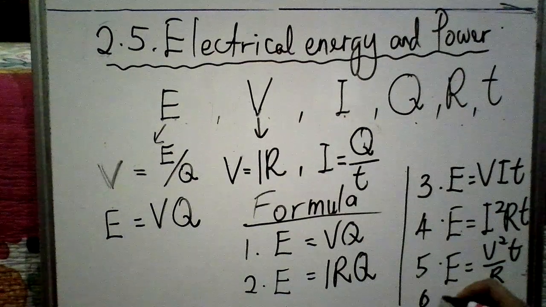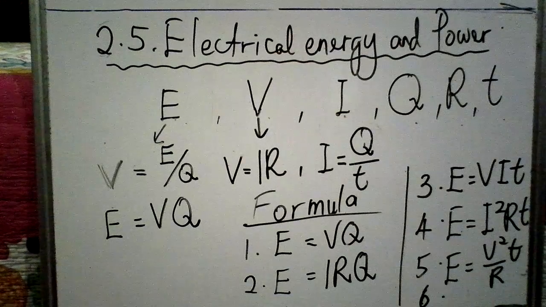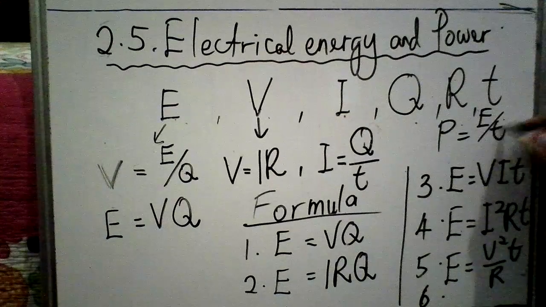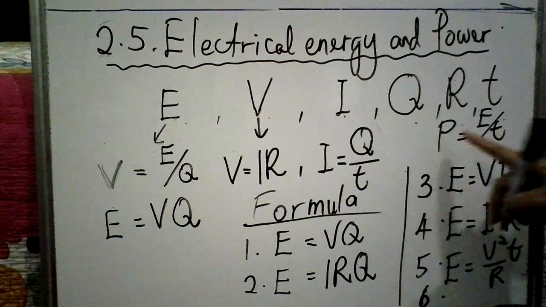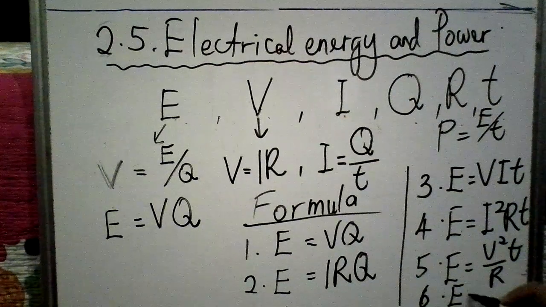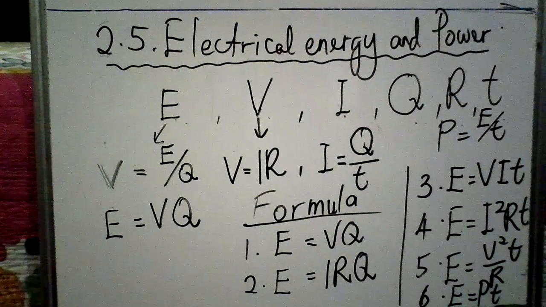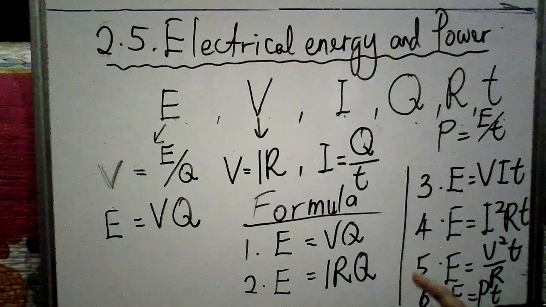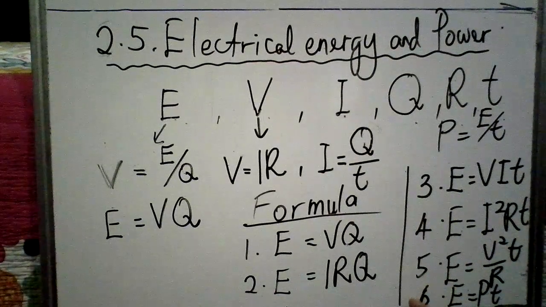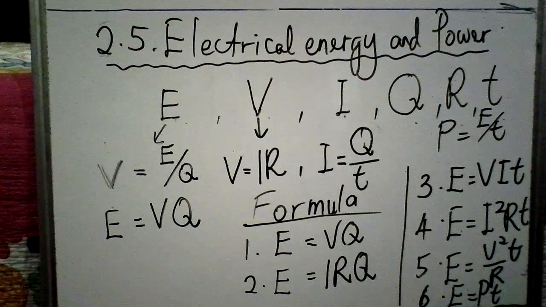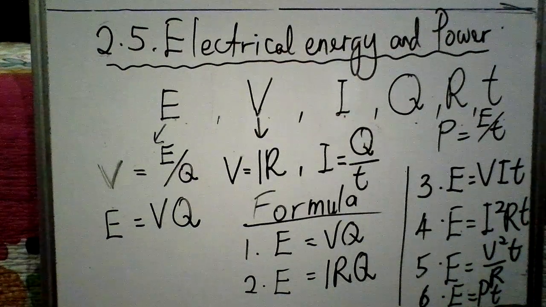And then the last one comes from the formula of power. Actually, the power is rate of doing work or rate of energy transferred. So P, power, equals E divided by T, meaning from here we get E equals PT. So we have 6 formulas altogether. All these formulas can be used to solve calculation problems, depending on the information given. So you can choose which one is suitable to solve the problems. So this one is electrical energy.